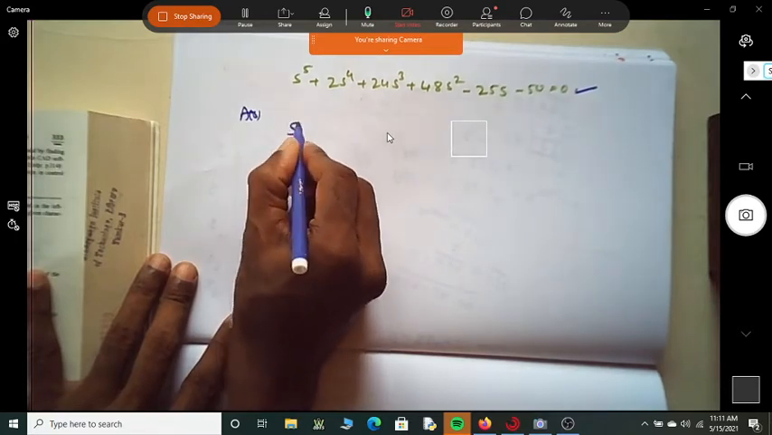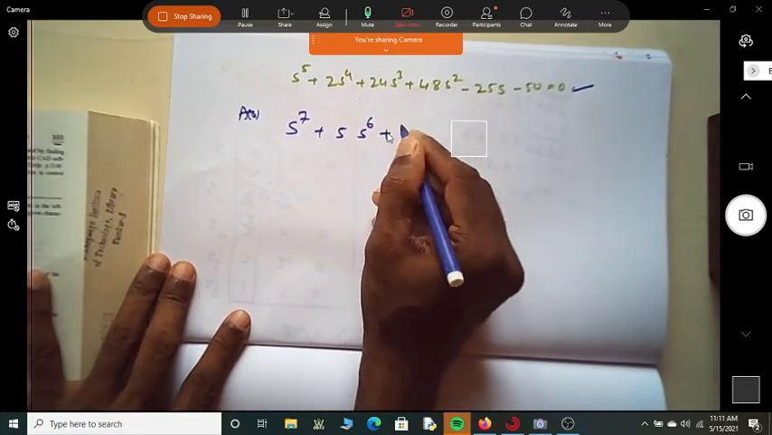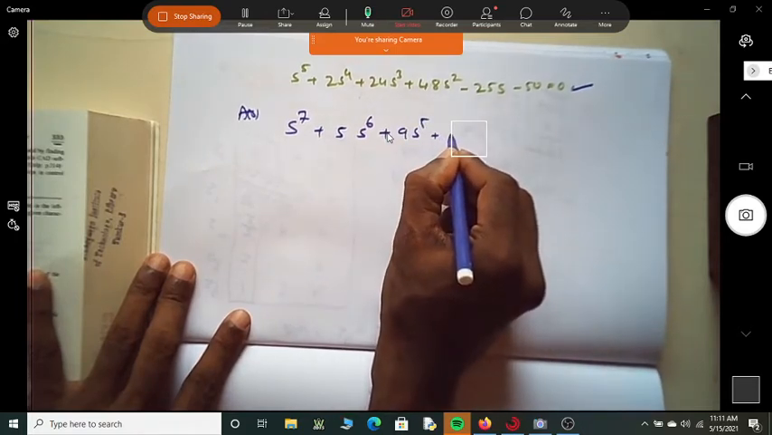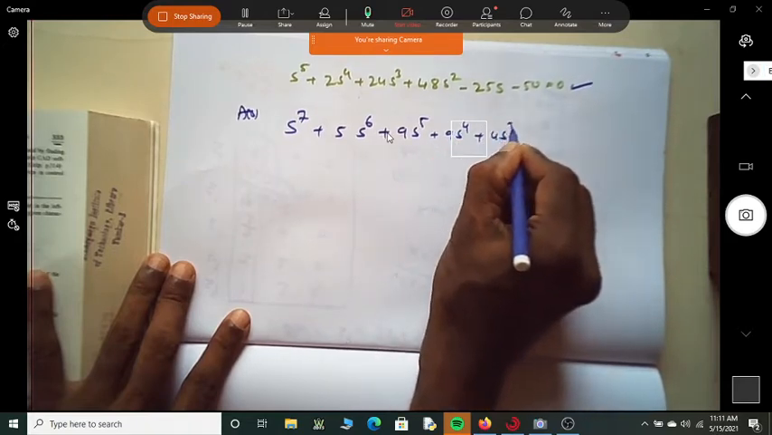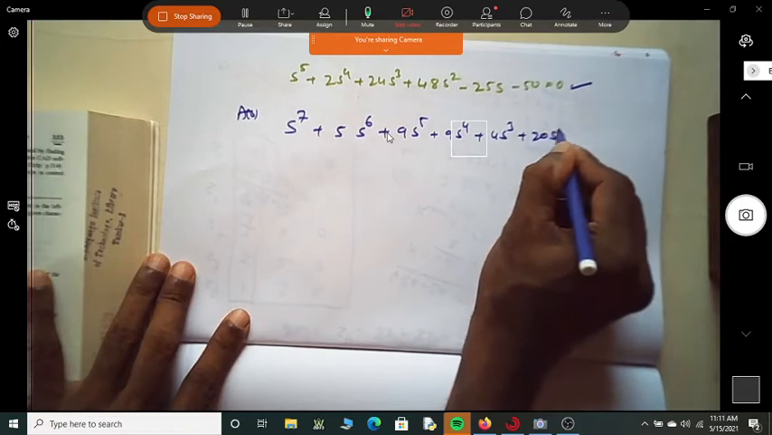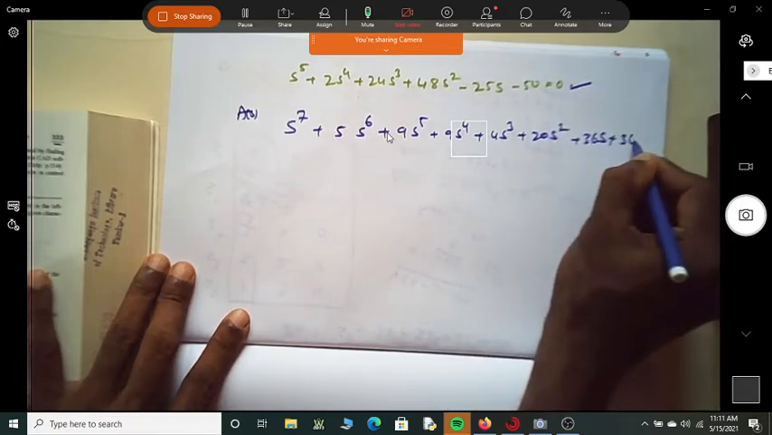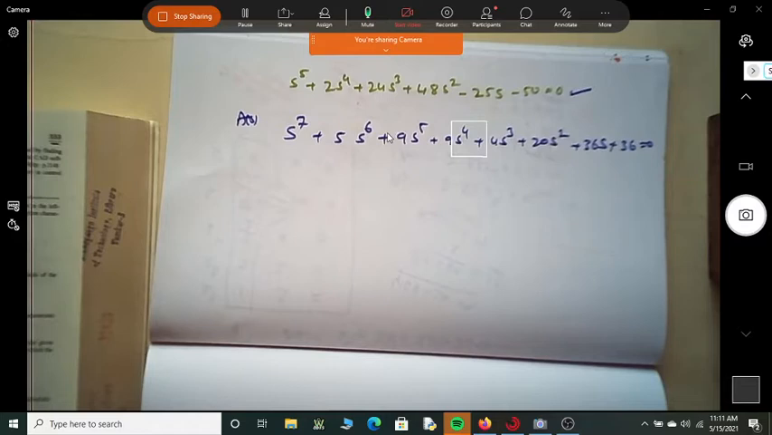Okay, then it is s power 7 plus 5 s power 6, and then 9 s power 5 plus 9 s to the power of 4 plus 4 s cube plus 20 s square plus 36 s plus 36 equal to 0. Am I correct?